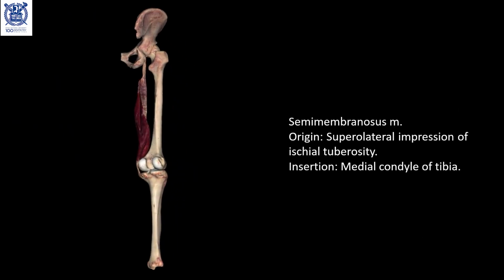The last one, semimembranosus muscle. Origin: superolateral impression of the ischial tuberosity. Insertion: medial condyle of tibia.